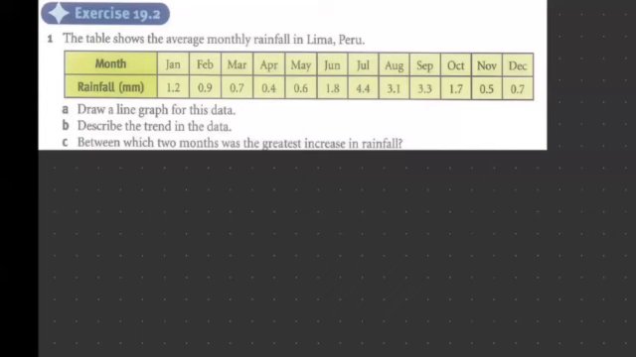So let's look at 19.2. It says the table shows the average monthly rainfall in Lima, Peru. So these are the months, January up to December. The rainfall here is calculated in millimeters, 1, 2, 3, until December. So they ask us to draw a line graph for this data.